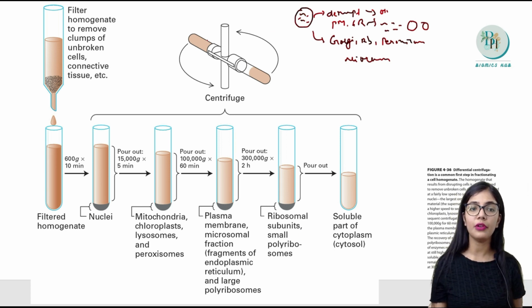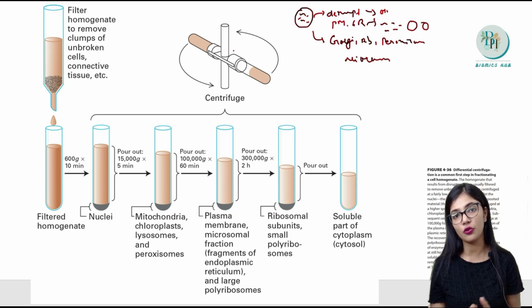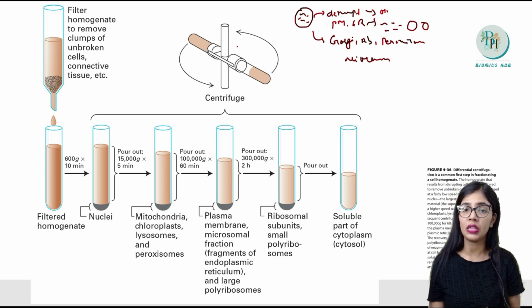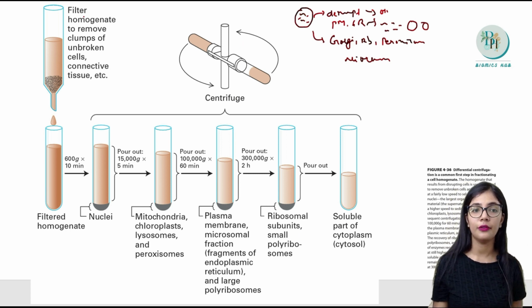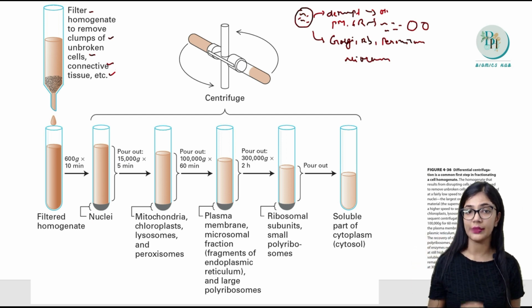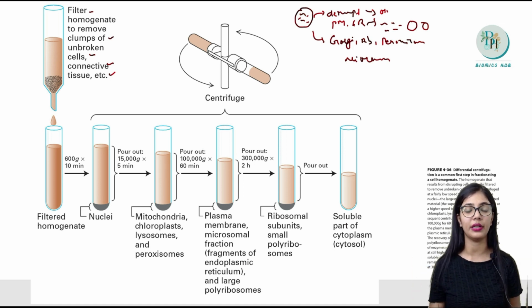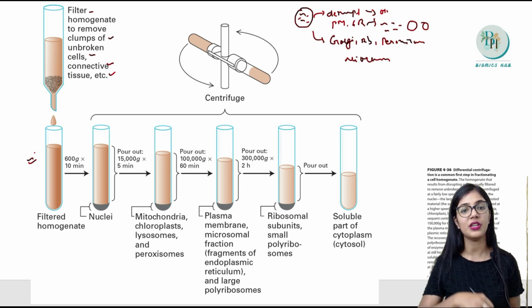As we have already discussed, we can use a sucrose solution for the separation. Here also such types of solutions can be taken, and we filter the homogenate to remove clumps of unbroken cells and connective tissues. That means if there are some unnecessary things present in the solution, the first thing we have to do is separate them out. So this is the filtered homogenate, that means our sample is present in this solution.